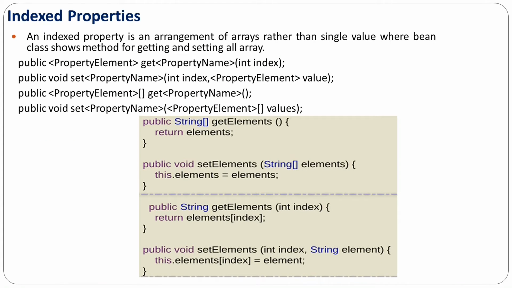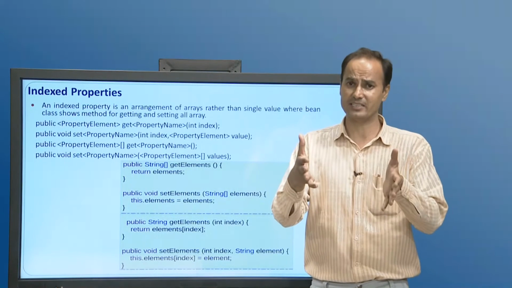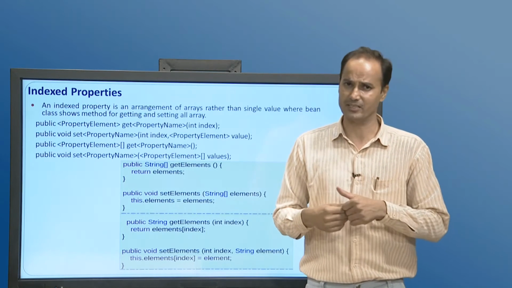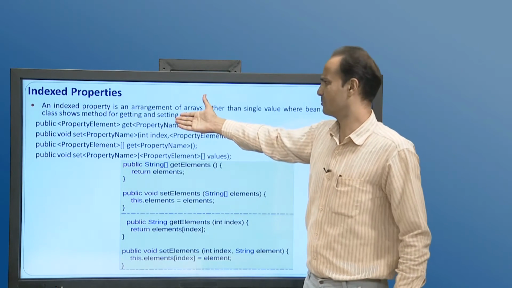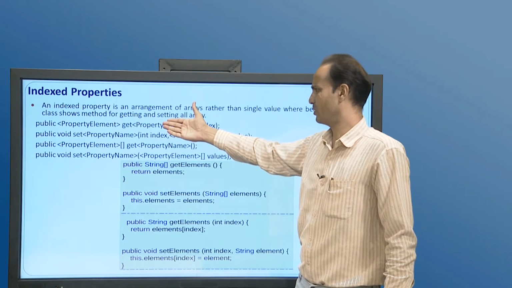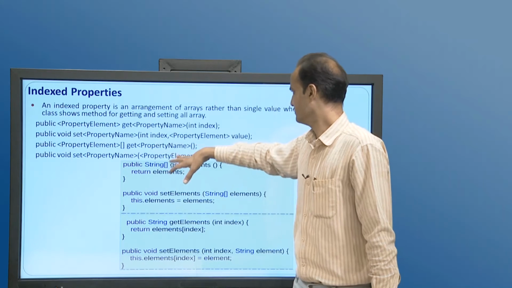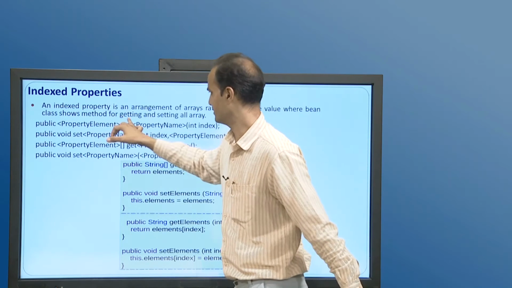Then the next one is the indexed property. As the name indicates, index means it is all about array values. So we can set a bunch of values of the same data type in the component, either by specifying the whole array through a setter method, or we can get all the values using the getter method. See here the prototype: public property element, getter method, setter method. This is the setter, this is the getter.